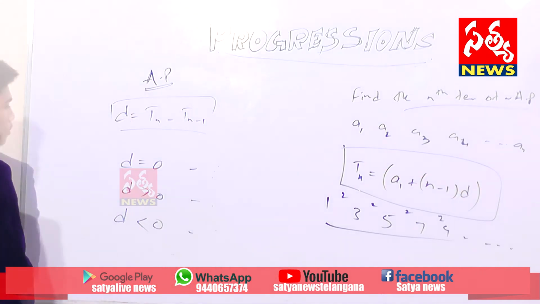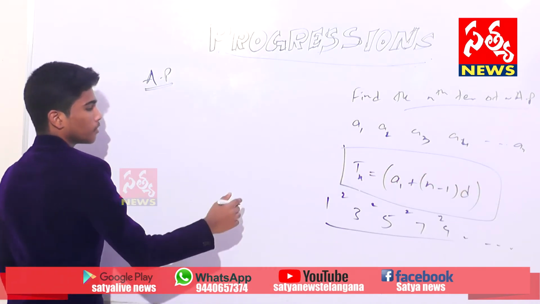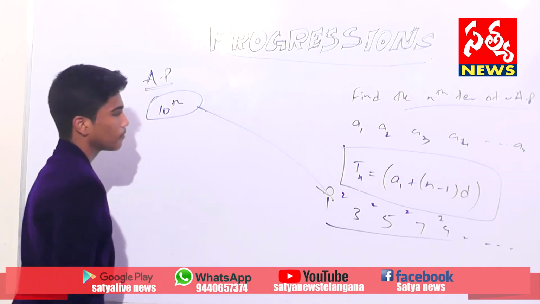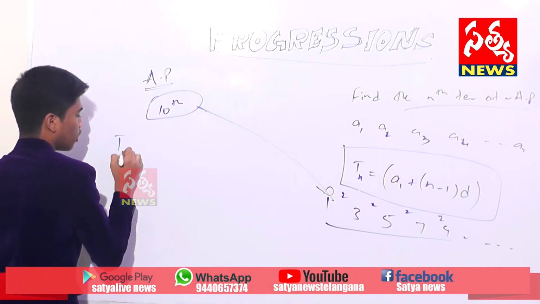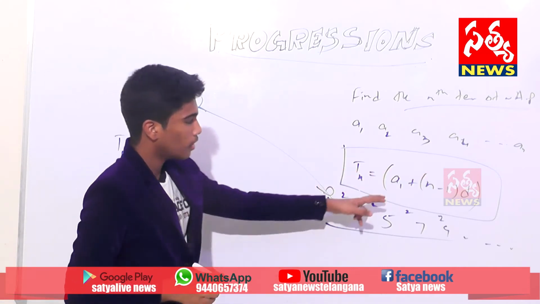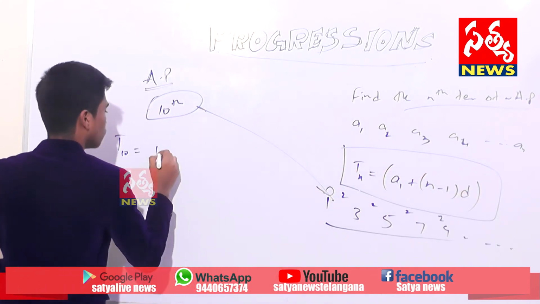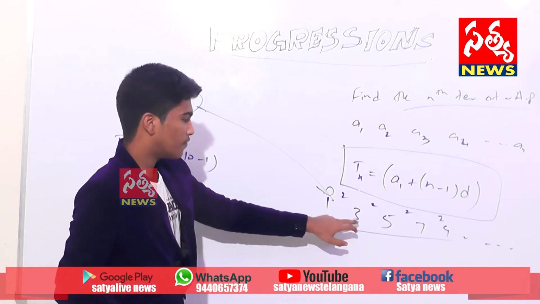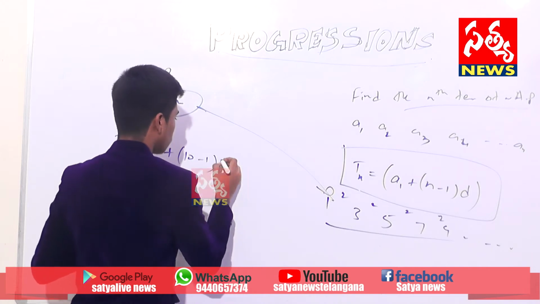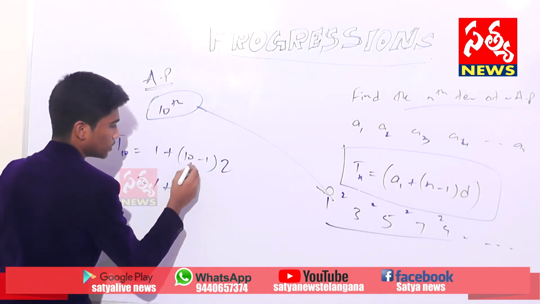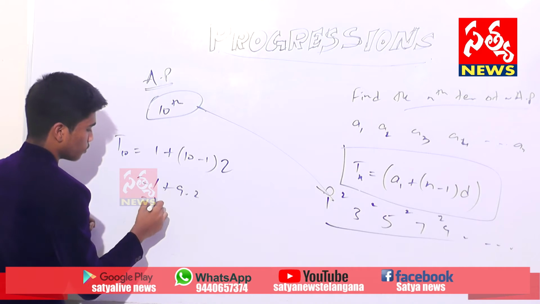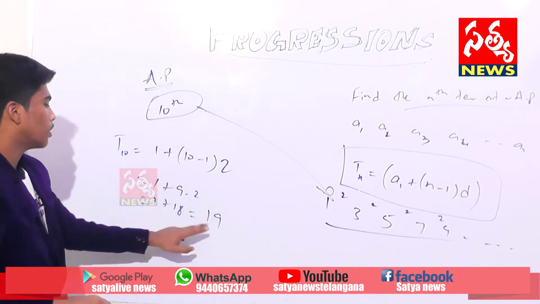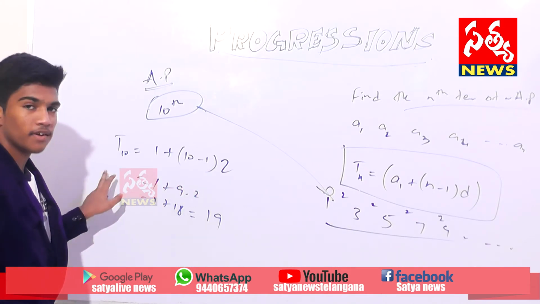We want the 10th term of this AP. Put the formula. T of 10 is equal to A1, the first term, 1, plus n minus 1, that is 10 minus 1, into D. The difference between two consecutive terms is 2. So 1 plus 9 into 2. 9 twos are 18, plus 1 is 19. So 19 is our 10th term.